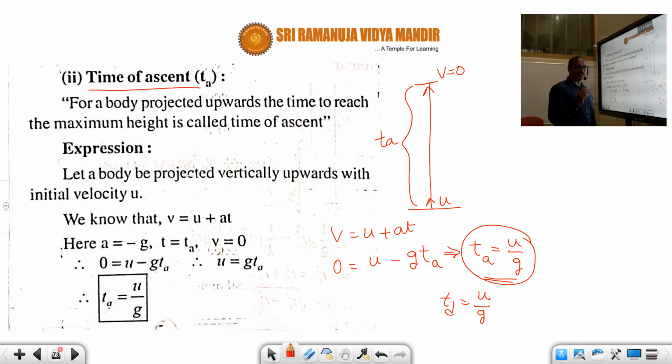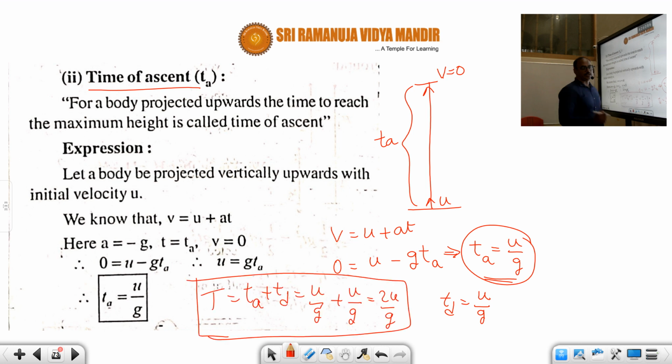So students have to remember this formula. If you remember this formula, the advantage is that there is no need to do the derivations for the time of ascent and time of descent. Directly you can substitute the given data and get the answers. So that is one advantage. Okay, so this is the time of descent. We'll see a simple example on this.